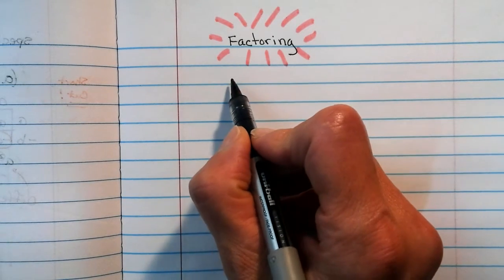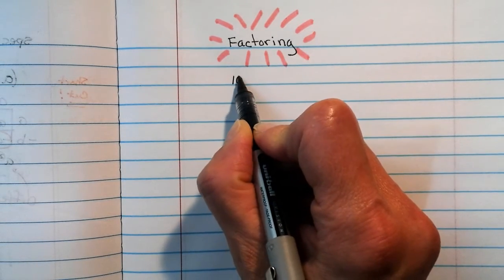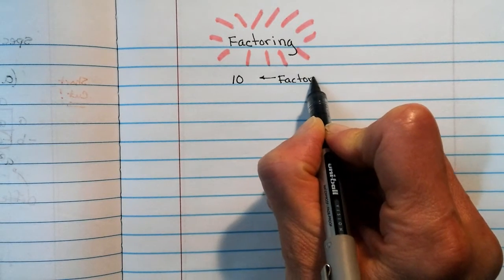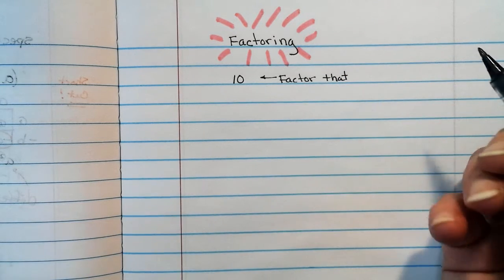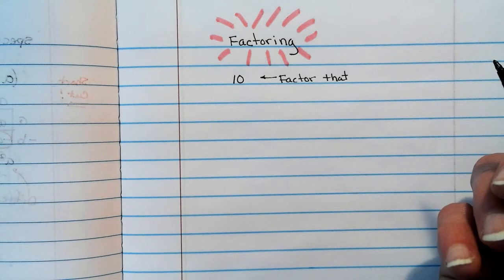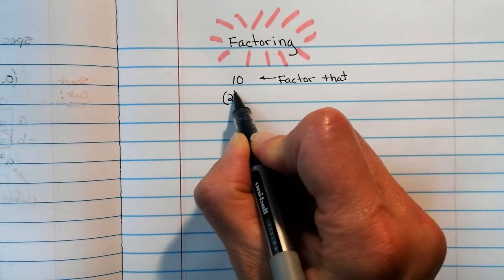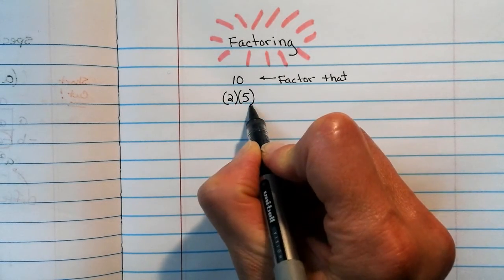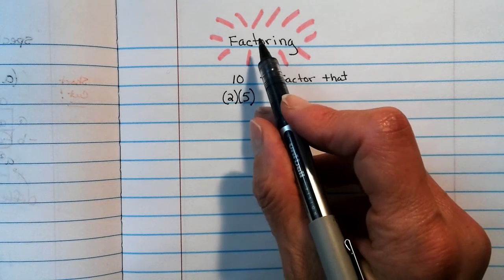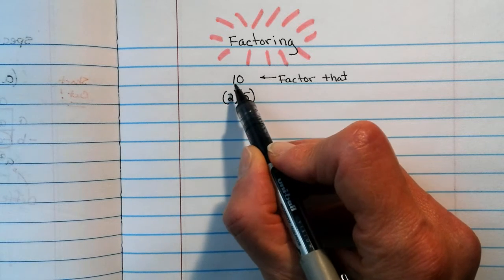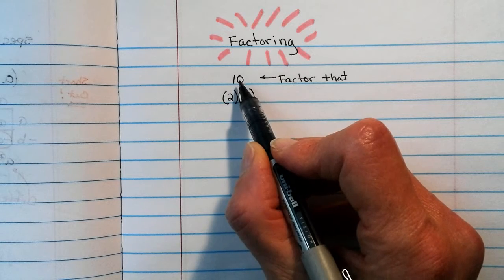So if I were to have a number, let's just say the number 10, and I were to say factor that, you actually have to give me two numbers or more that multiply together to give me that. So my factors of 10 is very simple. It's just 2 times 5. So factoring is in fact undoing multiplication, because if I were to do 2 times 5, I get 10. So when I factor, I'm trying to figure out the two numbers that multiply together give me 10.